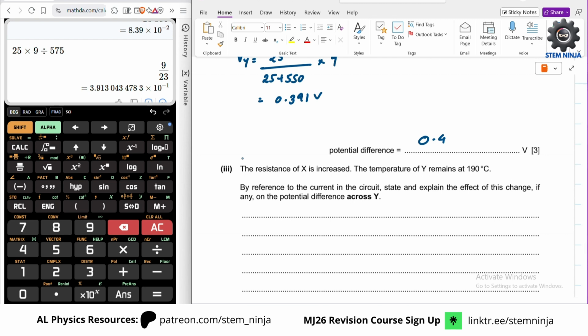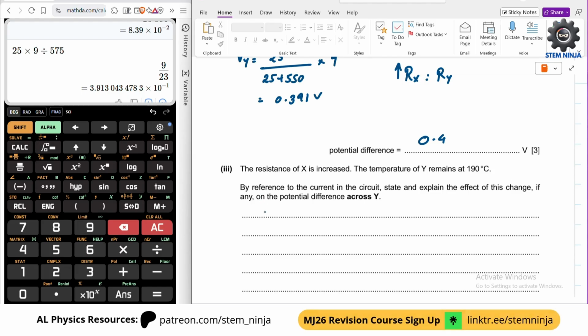By reference to the current in the circuit, state and explain the effect of this change, if any, on the potential difference across Y. Okay, so basically what's happening is the ratio of resistance X to resistance Y is changing. So the ratio of Rx to Ry has increased, which must mean that the potential difference across Y would decrease.